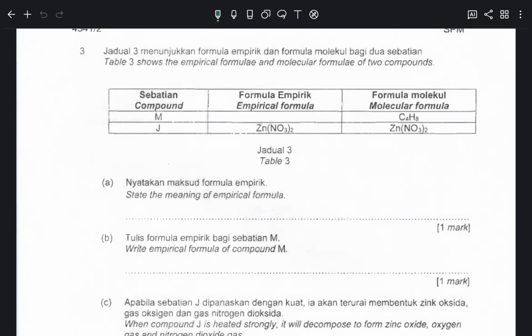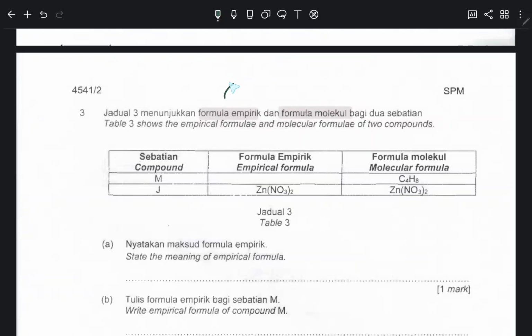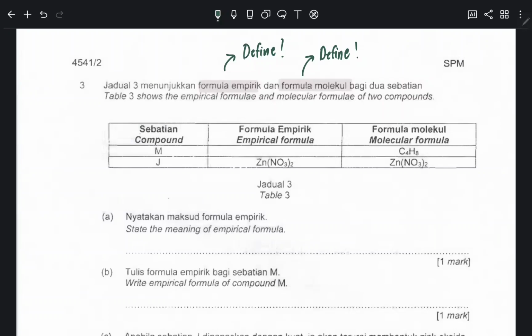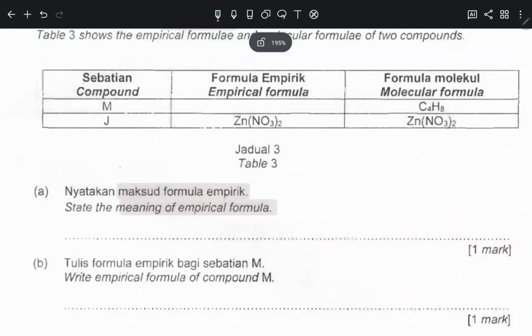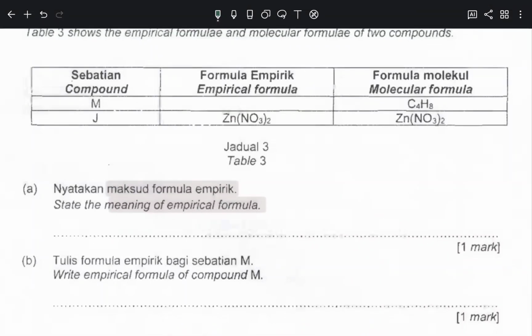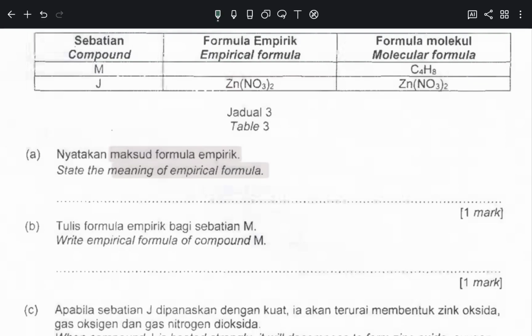Okay, moving on to the next question. Table 3 shows the empirical formula and molecular formula. Okay, so first things first, before you start to answer, find the definition. Define both of these. Okay, then you start to answer, because that is one of the famous questions. I haven't stopped yet. You can already see the first question is about the empirical formula. Meaning of empirical formula. Okay, so empirical formula is the simplest formula, meaning that, okay, sorry, I continue back. Okay, so coming back to the topic, meaning of empirical formula.